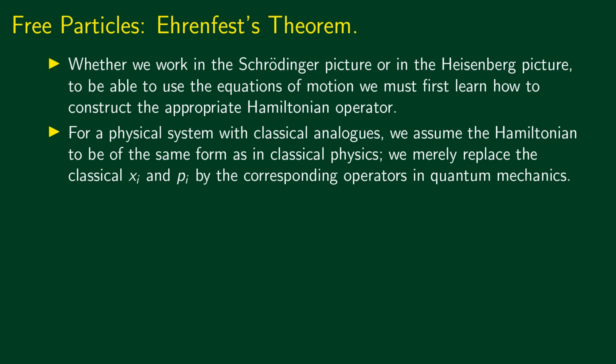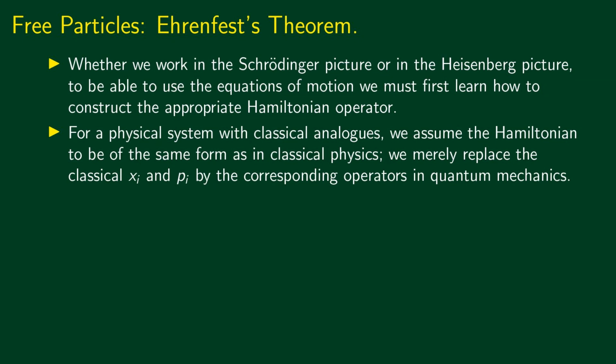We need to know the Hamiltonian operator for a given system so that we can use the equations of motion, because the Hamiltonian is the generator of time translation. So to describe time evolution, you need the Hamiltonian operator. Now, how do we find the correct Hamiltonian operator? This is an important question. There are certain tricks to do this.